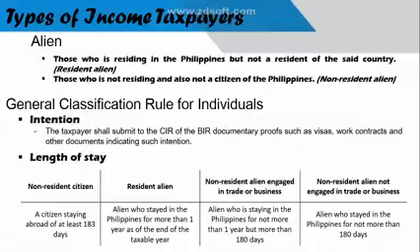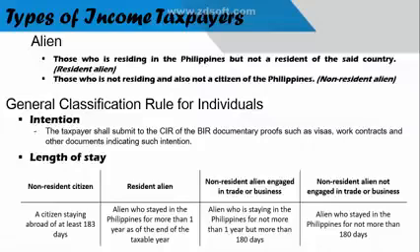Okay, next, non-resident alien engaged in trade or business. So, those foreigners or aliens who are staying in the Philippines for not more than 1 year but more than 180 days are non-resident aliens. But you are already called engaged in trade or business. The acronym for this class is NRA ETB. NRA ETB. Okay? Non-resident alien engaged in trade or business.